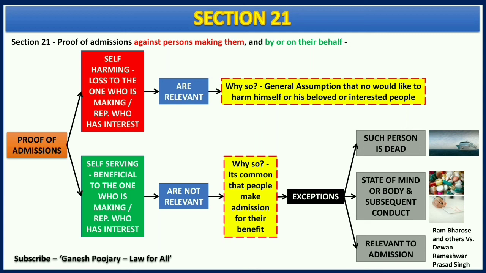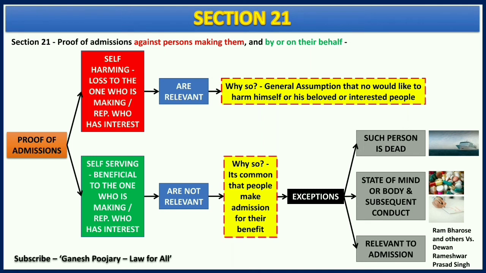What is the conduct here? He has gifted. Now gifting is the conduct here. And what is the state of mind or body? The illness in mind or body is the state of mind or body. That is how we need to see exception 2, which is subclause 2 of section 21.